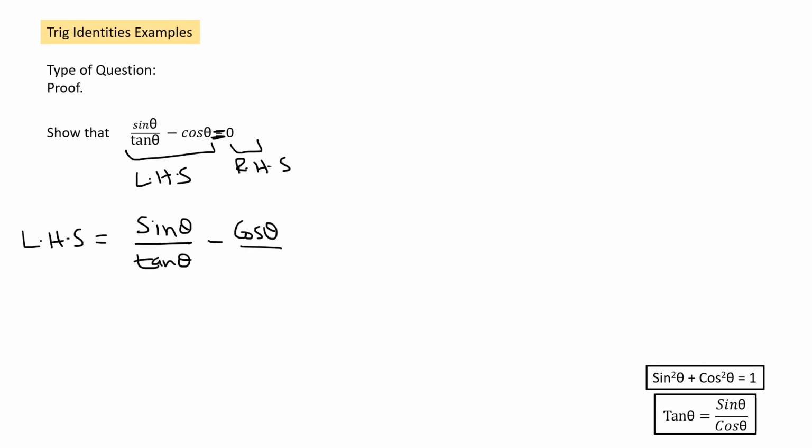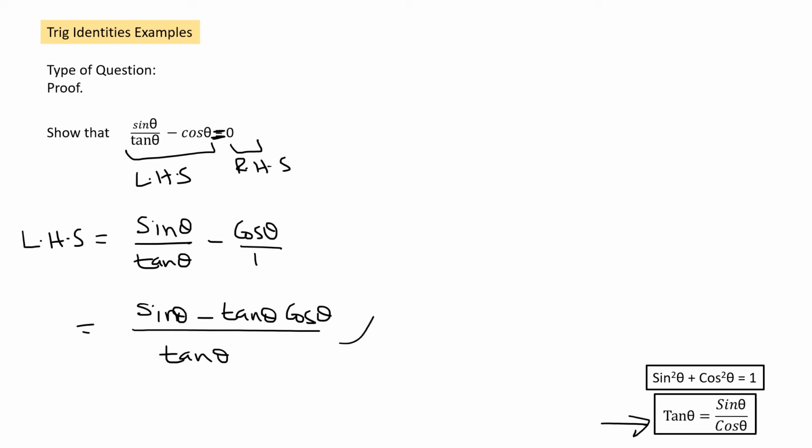I'm going to write cos theta divided by 1. It does not make any difference. So I'm going to take tan theta as a common denominator. So sine theta minus tan theta cos theta. If you remember, tan theta is sine theta over cos theta. Therefore, I'm going to replace tan theta with sine theta over cos theta.